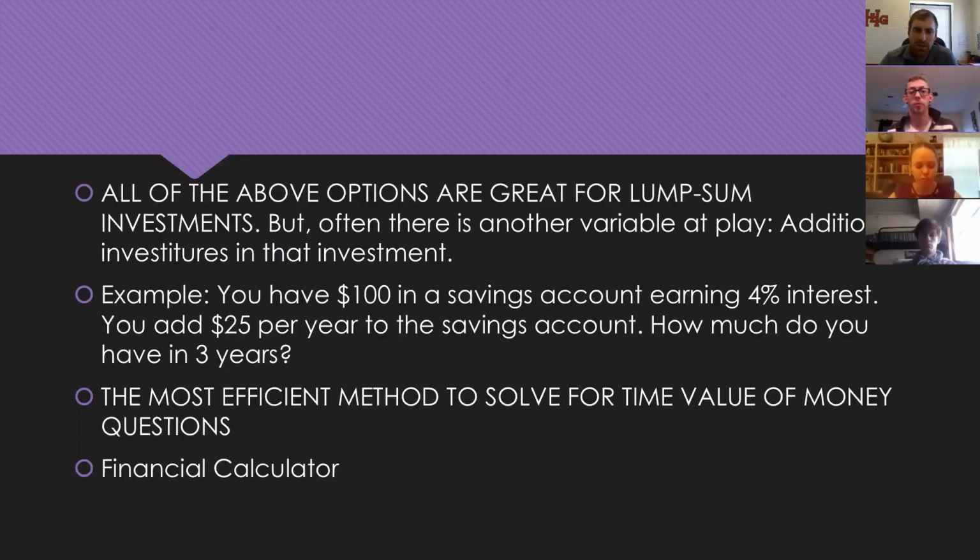So all those options are great when you invest a lump sum, but often there is another variable at play. Let's say you have additional investments that you add to that original amount. For instance, let's say you started with $100, but then you add $25 per year to the account. How much do you have in 3 years? Well, that's a little bit tougher a question to answer. That's why we want a financial calculator, or at least a financial calculator tool, to answer that. And this is what one looks like.